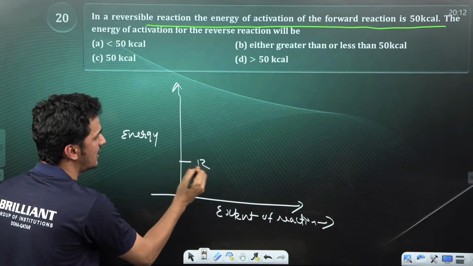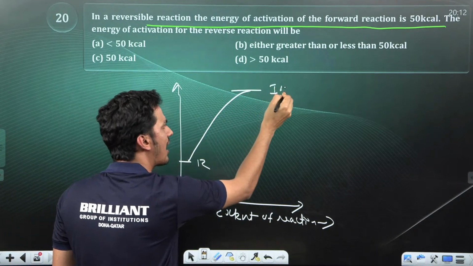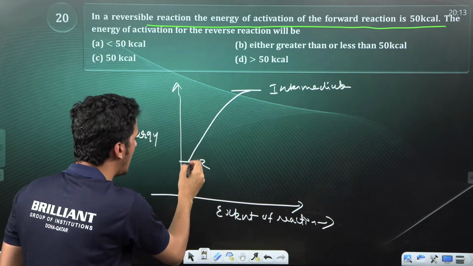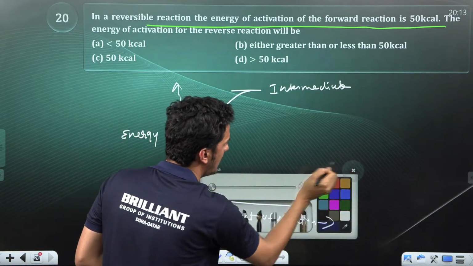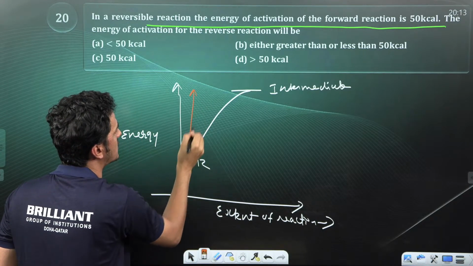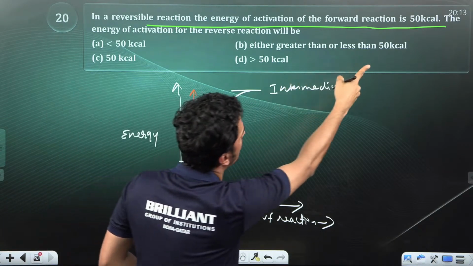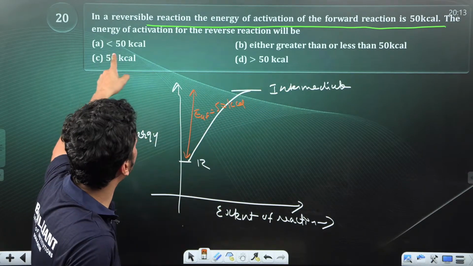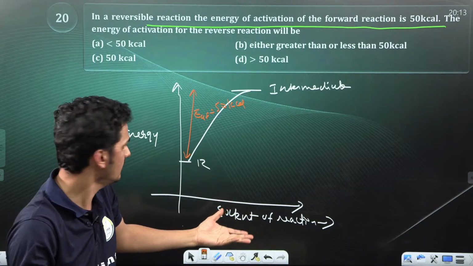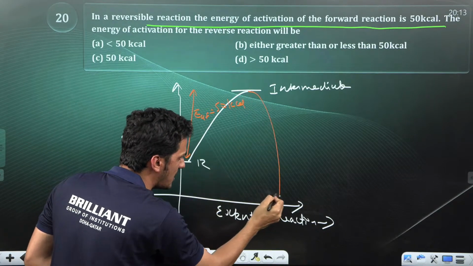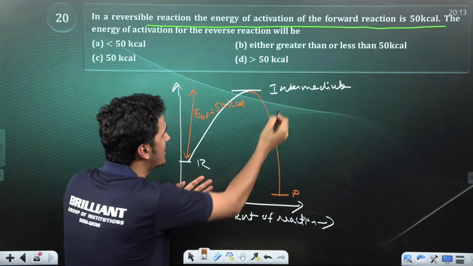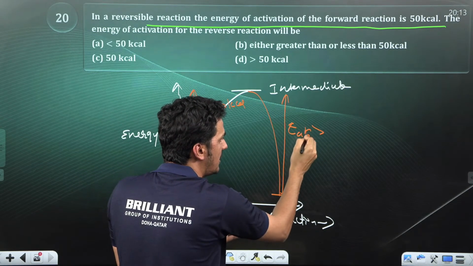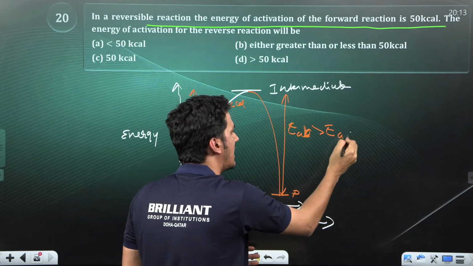Here I am taking reactant, that reactant forms intermediate or activated complex. For that, energy of activation for forward is 50 kilocalorie, they are telling. Now what about the energy of activation for reverse? If product comes here, this EAB will obviously be greater than EAF. Energy of activation for backward will always be greater than EAF.